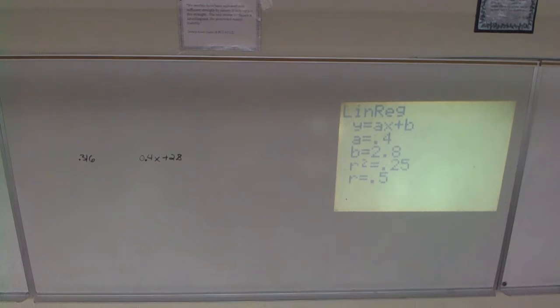So, did it make it stronger? Yep. John was correct. 0.5 now, right? Did it change the A and the B? It didn't. I thought it was going to change them. Let's go back to our scatter plot. I thought it was going to change them.